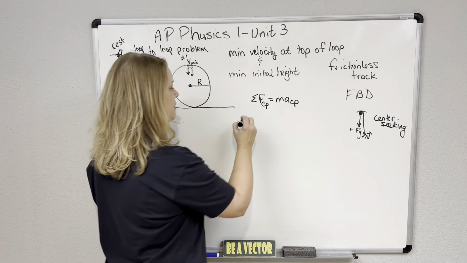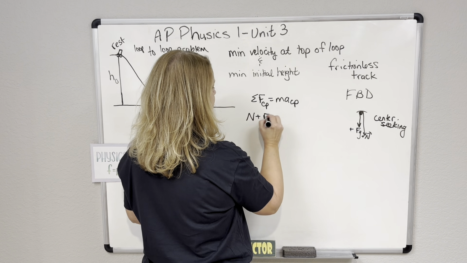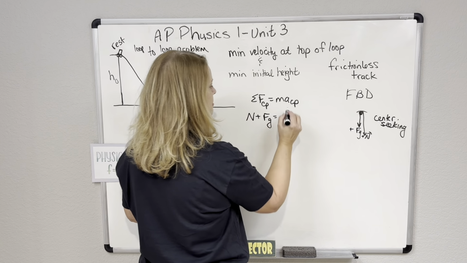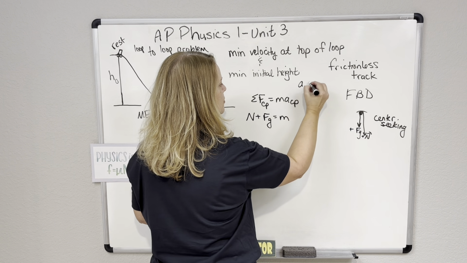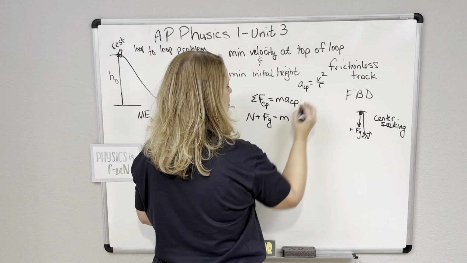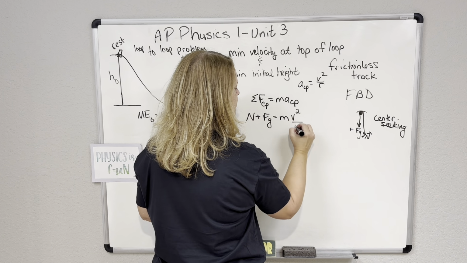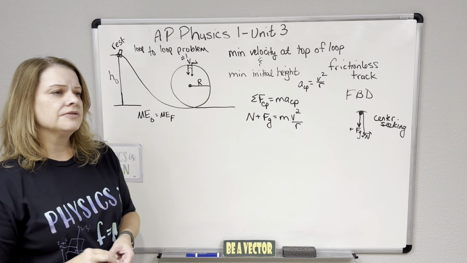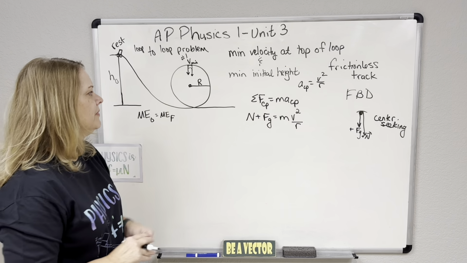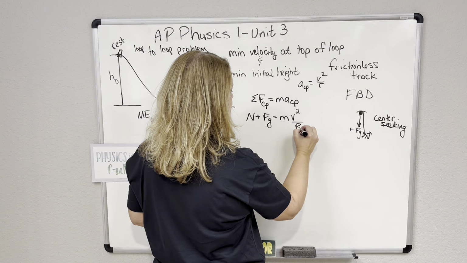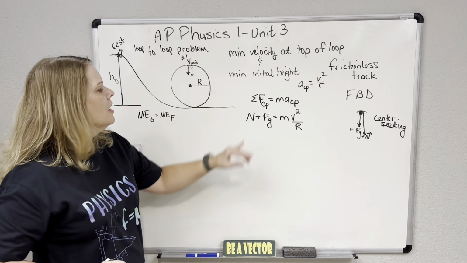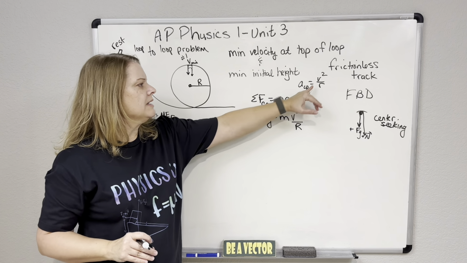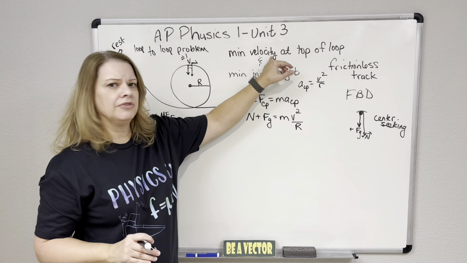So I'm just going to write that in. I've got N positive plus a force due to gravity equals mass. And I'm going to remember that my centripetal acceleration is v squared over r. So I'm putting v squared, that velocity squared, divided by the radius of this loop. And that was capital R, so I'm going to stay consistent here and use a capital R. Now, here's the deal. We had to get velocity in here if we want minimum velocity.